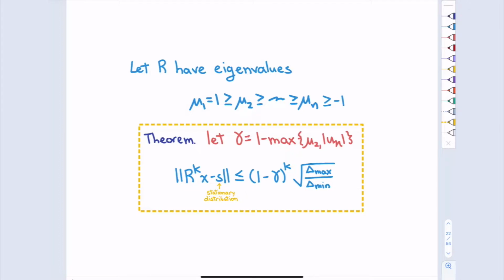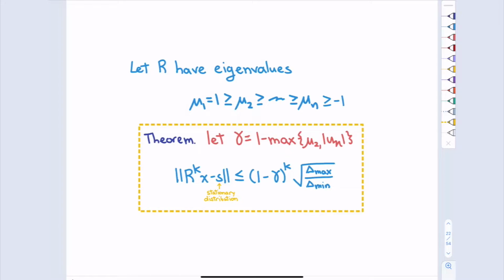Everything today is going to be specific to undirected graphs. We know that the random walk matrix R has eigenvalues between 1 and -1. The eigenvalue 1 corresponds to the stationary distribution. Let's say I list them in descending order, so mu1 is the first eigenvalue of 1, and then it goes mu2 down to mu(n). This theorem says: let's start at some initial distribution x, which could be all on one vertex, and take k steps of my random walk. So I apply R k times.